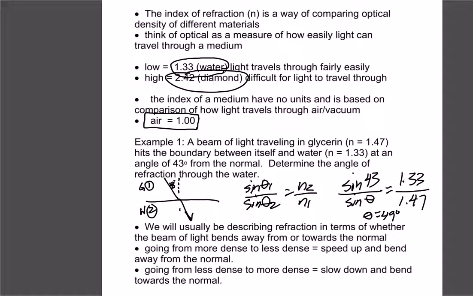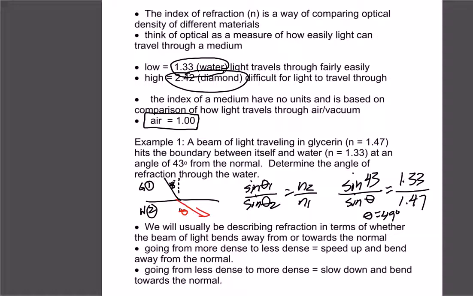So you can see, in this case, I actually drew it wrong. So our angle of incidence was 43, and our refracted angle is 49. So as it went from the glycerin, 1.47, into the less dense 1.33, as it hit the less dense object, it's going to speed up, and therefore our angle gets bigger. It moves away from the normal.